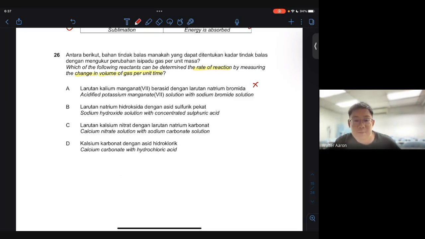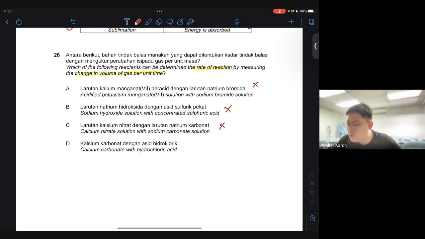Sodium hydroxide and concentrated sulfuric acid. This reaction has no gas being produced. It's just a neutralization reaction. You only get salt plus water. So therefore out. C, calcium nitrate solution with sodium carbonate solution. This will create an insoluble salt, all right, but it doesn't really help in terms of calculation of rate of reaction, except for the last one.